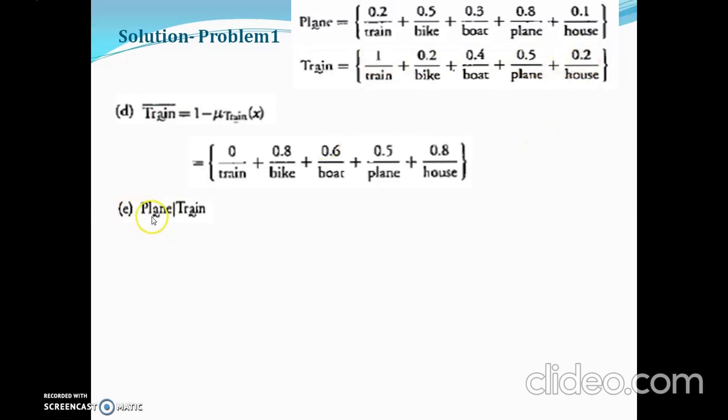Next E, plane set difference of train. That means we are going to calculate the plane intersection the train complement. Already the train complement is in this slide. So we are going to take the intersection of this one with this one. Choose the minimum value. So 0.2, 0, 0.5, 0.3, 0.5 and 0.1.